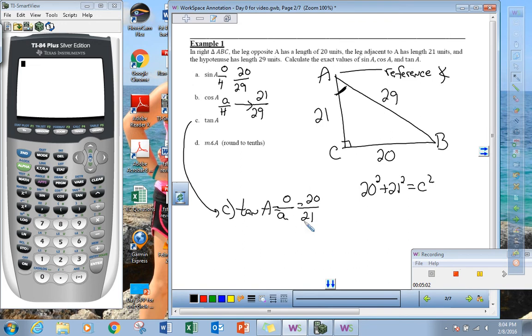Now in Part D, though, it says, find the measure of angle A. It doesn't matter which trig operation, A, B, or C, you pick on. I'm going to pick on A right now. I know that the sine of angle A is 20/29. Remember, to find an angle, we're going to have to use the inverse of whatever trig operation we're using. So I'm going to take the inverse sine of each side.